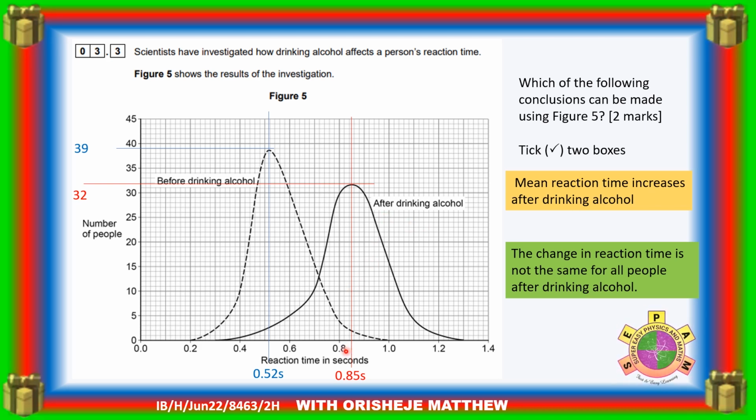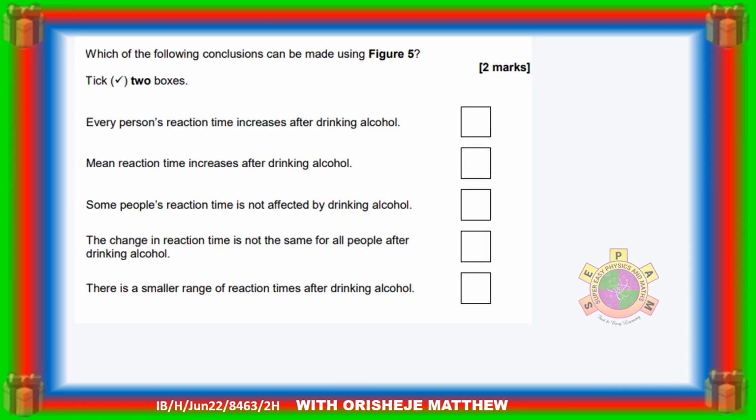So let's go and look at the board. We've already talked about them. This one is not correct, we don't have that. Then that is correct, then the next one, and then this. So the two you were expected to tick are these two.